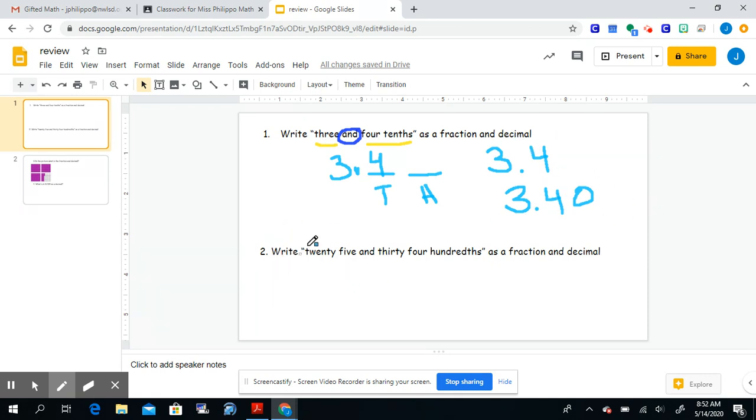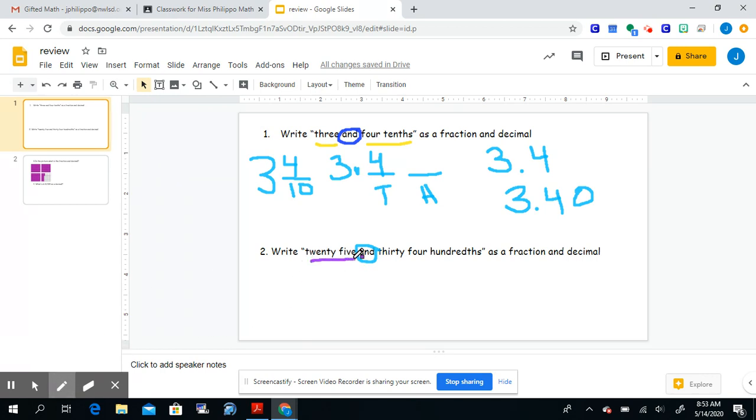Next one, write 25 and, definitely circle that word, and 34 hundredths as a fraction and a decimal. Oops, I forgot to write the fraction up here. 3 and 4/10. So pause if you need to. Go ahead and start solving the problem.